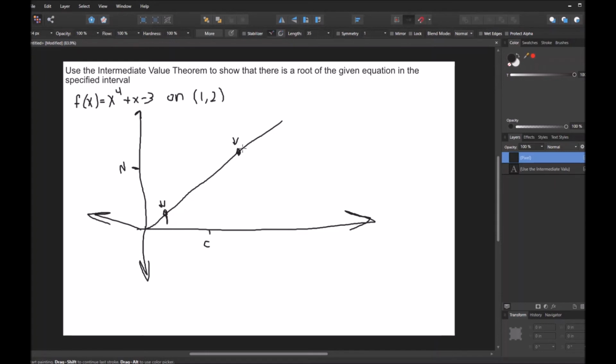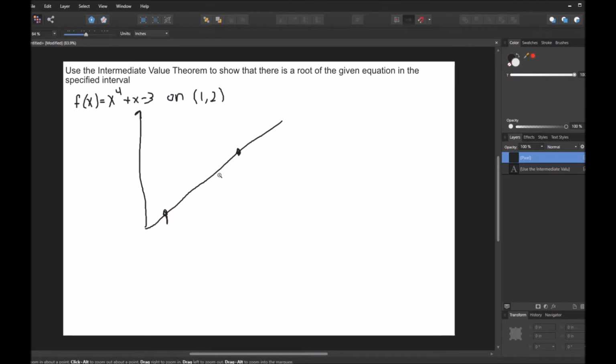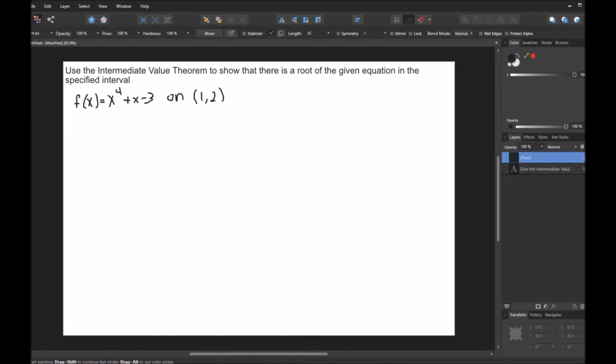So if you have this continuous function and you have 2 points, there's a c value between those 2 points that will give you an f of c value that's between the f of a and f of b value, if that makes any sense. Basically what that means for us is that we have to prove that a root, which is a 0, that this function will have the value 0 between 1 and 2.